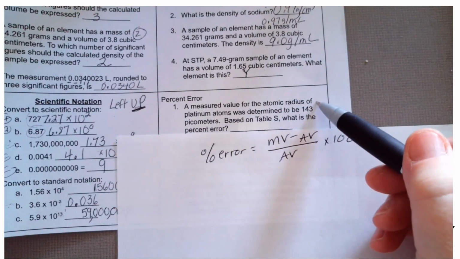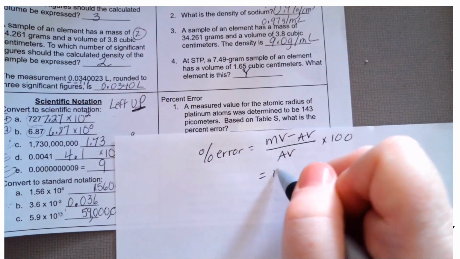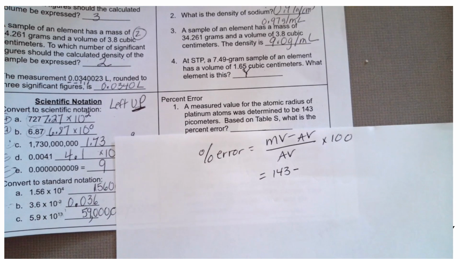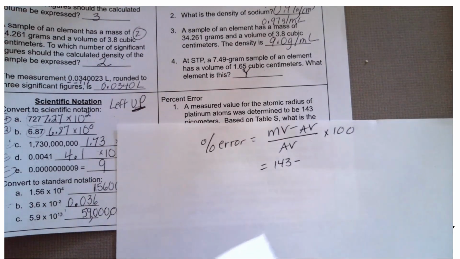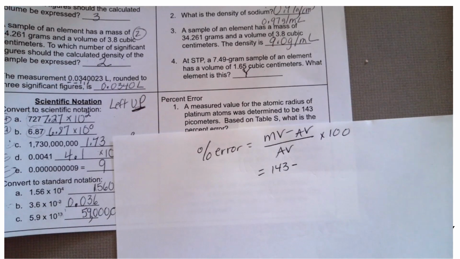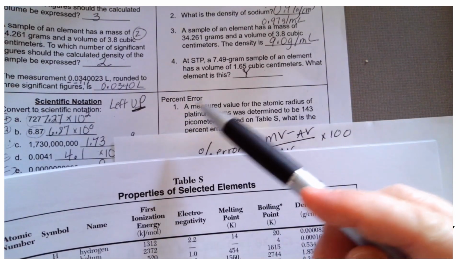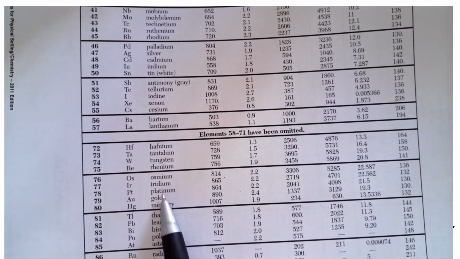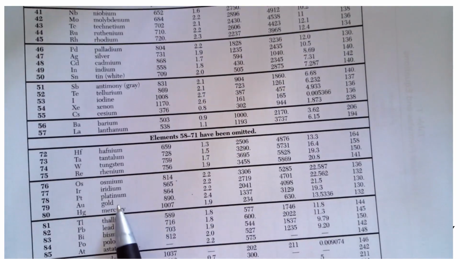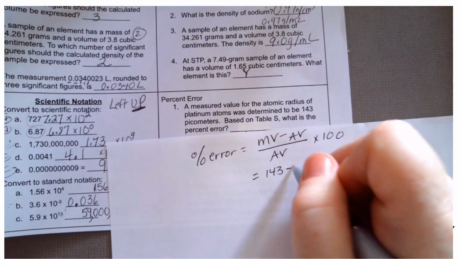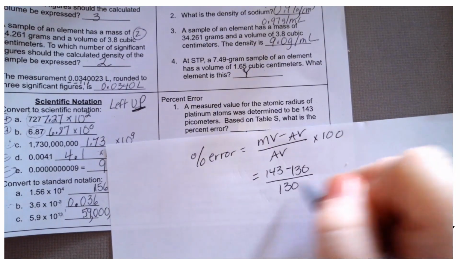So here it tells me the measured value for the atomic radius is 143. So 143 is the measured value, okay? So that much I know. And then it's based on table S, what is the percent error? So that literally tells me I have to get some information from table S. So I better open up table S, right? And when I do that, you're going to see that atomic radius is one of the columns. So all I need to do is find platinum and look up its atomic radius. Atomic radius is the last column, so platinum is 130. That's the accepted value. That's the right answer.